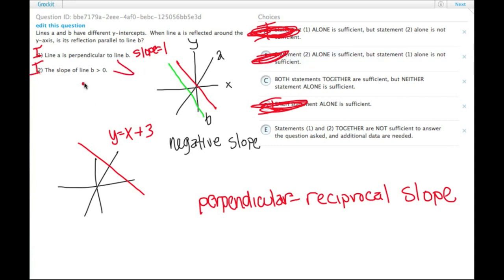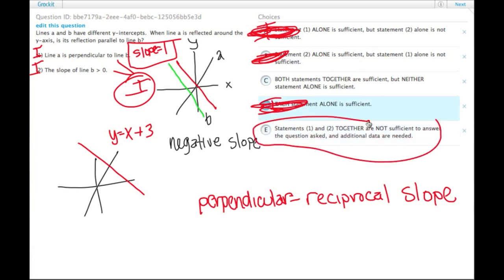In conjunction, the slope of line B being greater than 0 and line A being perpendicular to line B still doesn't rule out this idea of the slope being 1, because 1 is greater than 0. So if the slope is 1, then they will be parallel. If the slope is not 1, then they won't be. So even in conjunction, the two statements are insufficient, and the answer is choice E.